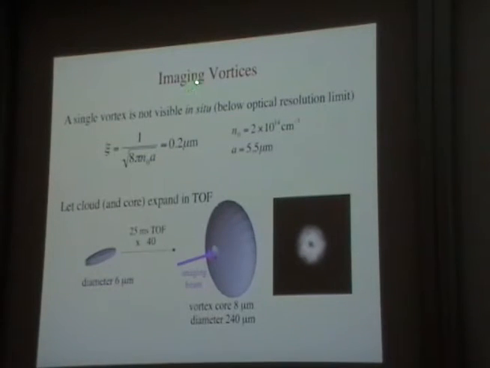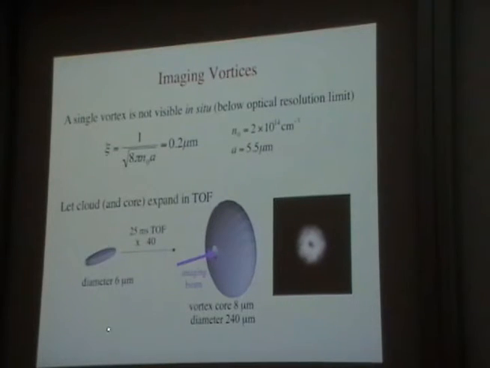Which brings me to how do you actually image these vortices. As I mentioned, the core in the vortex is going to be on the order of the healing length, and for typical densities and atoms that you work with, the size of the core is some fraction of a micron. And now you're shining light on these systems that's on the order of a micron, so these cores have a diameter that's typically less than the wavelength of light that you're using to image. So basically you won't be able to see them very well, if at all.